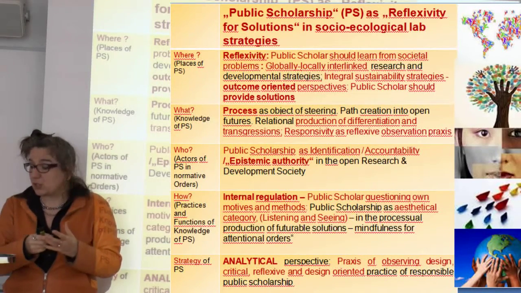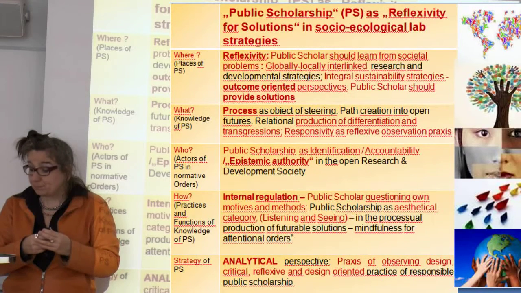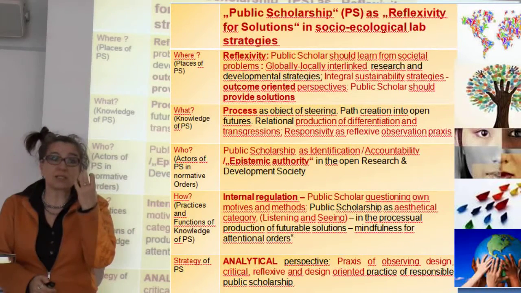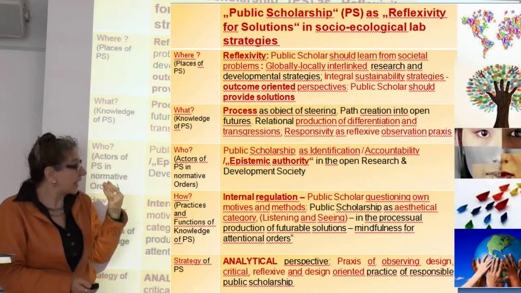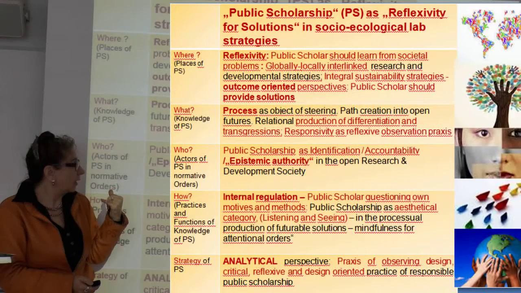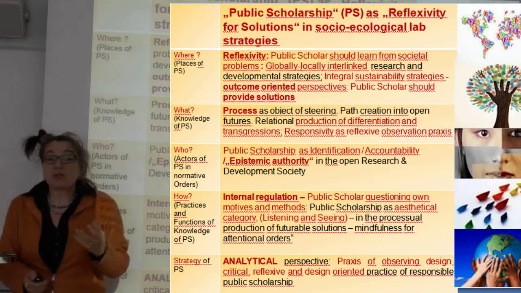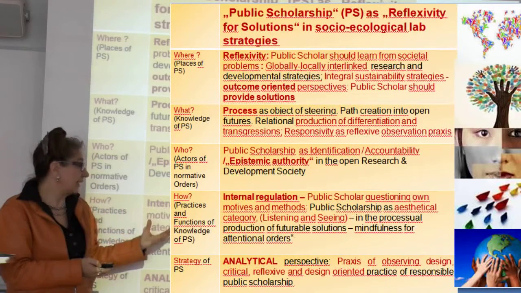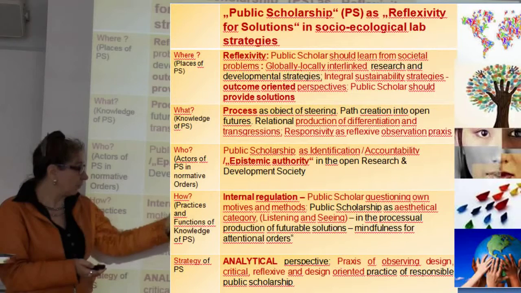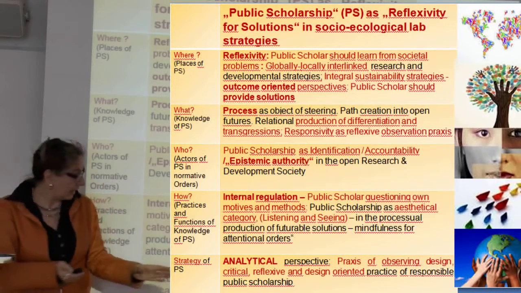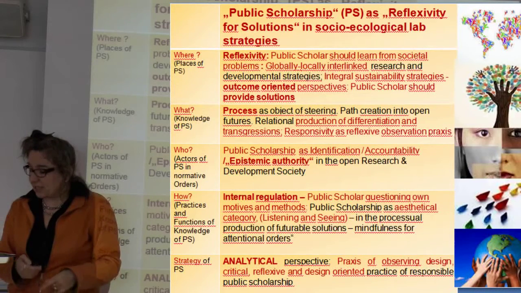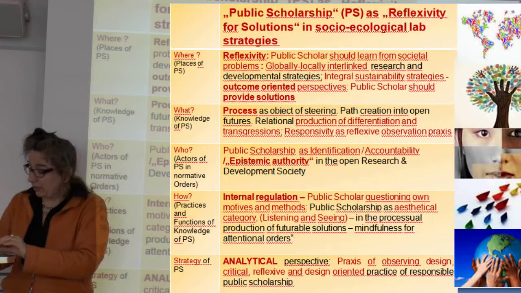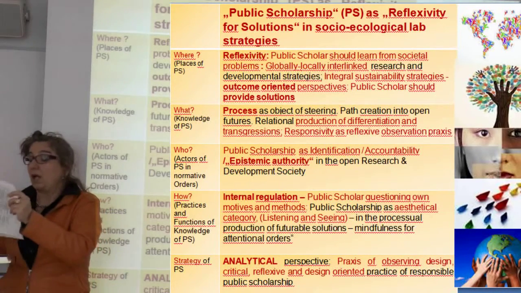reflexivity for solutions approach. Now here we see that the epistemic authority of the scholarship is that it should be a critical and autonomous contributing function by reflecting and bringing in its own perspectives. It is the internal regulation of academia and science, being in relationship with society, being involved but staying autonomous in this field and bringing along an analytical practice of observing design, observing critical, reflexive and design-oriented practices of responsible public scholarship.